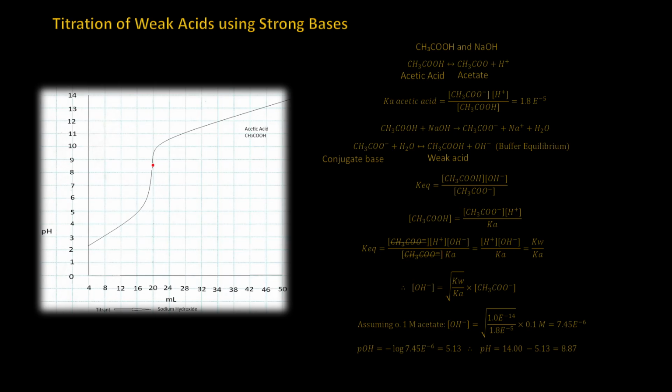As the titrating solution is a strong base, the pOH is equal to the minus log of 7.45 times 10 to the minus 6, which equals 5.13. The pH value, therefore, is equal to 14 minus 5.13, which equates to a pH value of 8.87 on the pH scale. Phenolphthalein, which has a pH range of 8.0 to 10, would be the choice of indicator to use for this titration.